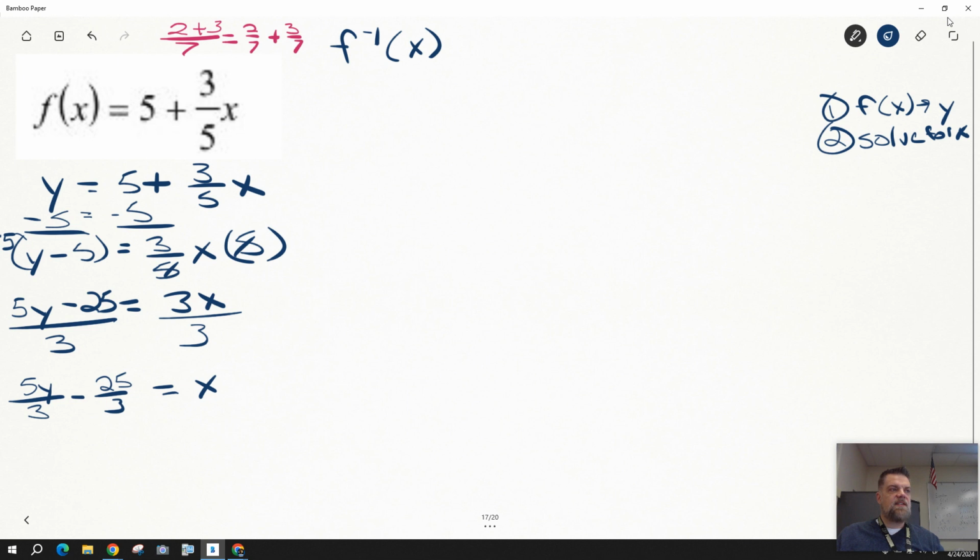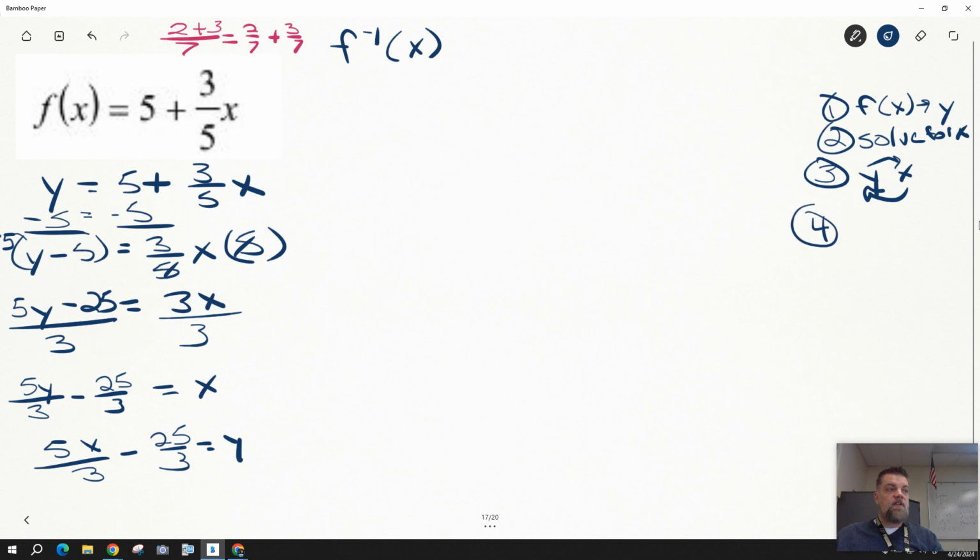We got x by itself, so now we're going to swap. Wherever there's a y, I'm going to plug in an x. Wherever there's an x, I'm going to plug in a y. So this becomes 5x all over 3 minus 25 over 3 equals y. Last step, wherever there's a y, I'm going to plug in the f inverse notation. So up here, I'm going to say 5 over 3 times x minus 25 over 3.